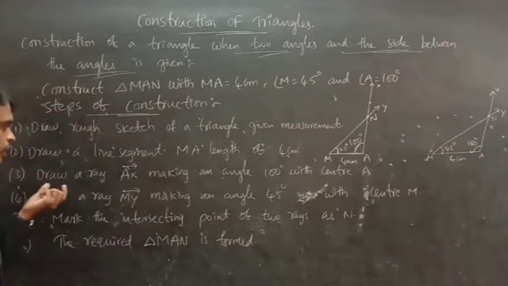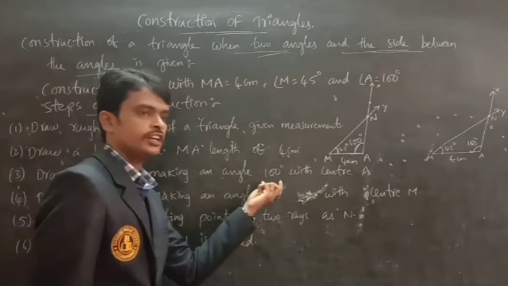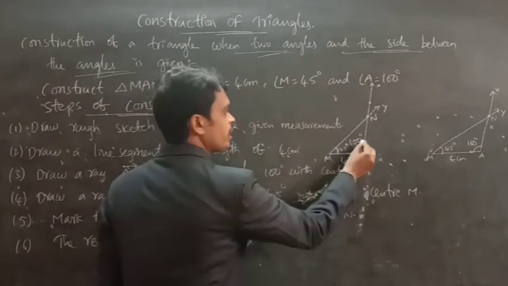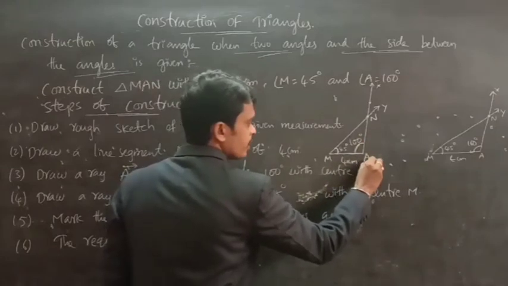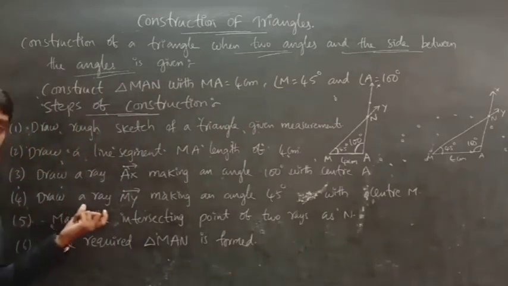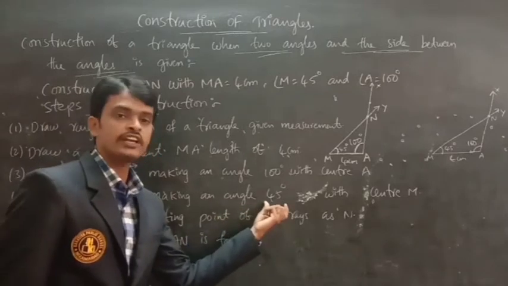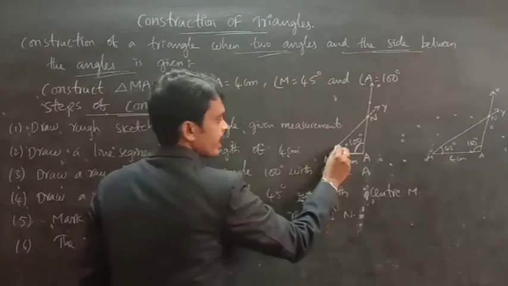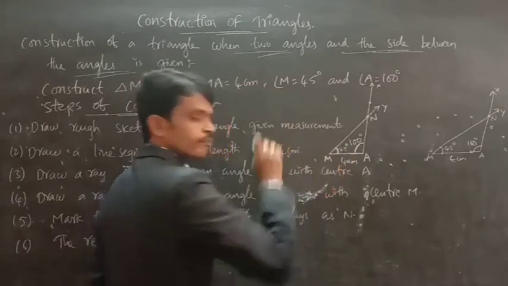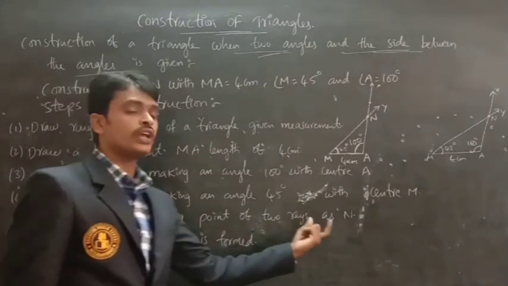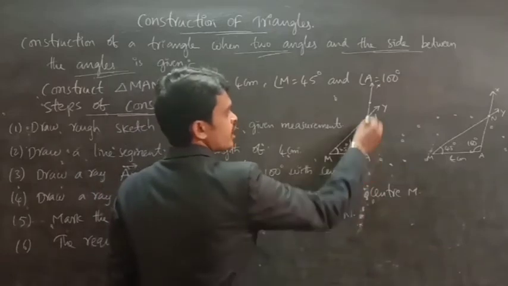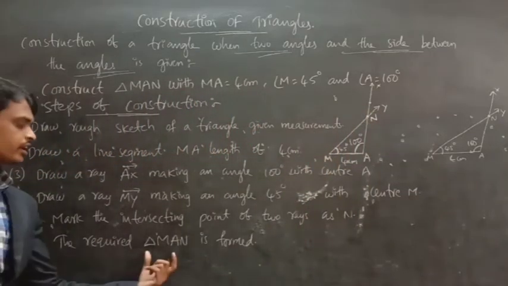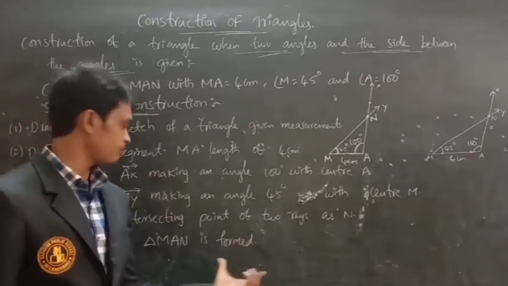Third step, draw a ray AX making an angle of 100 degrees with center A. Fourth step, draw a ray MY making an angle of 45 degrees with center M. Mark the intersecting point of the two rays AX and MY as N. So the required triangle MAN is formed.